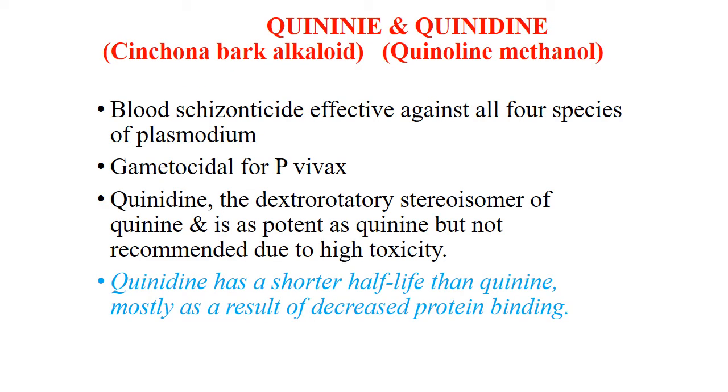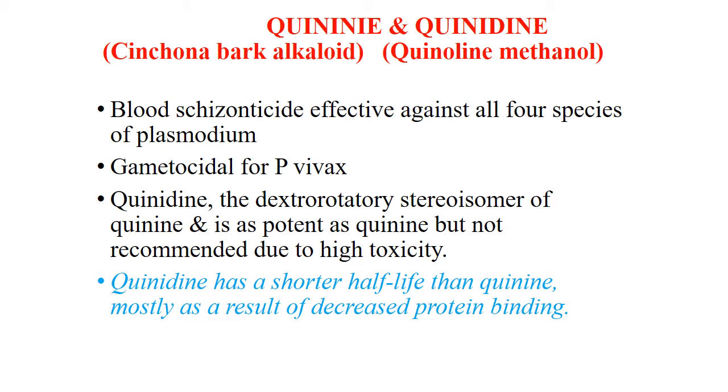Next drug is quinine and quinidine. Quinine is obtained from cinchona bark alkaloid and quinidine is obtained from quinoline methanol. It is a blood schizonticide. It is effective against all 4 species of Plasmodium, so note that it is effective against all 4 species and it is a blood schizonticide. It is gametocidal for Plasmodium vivax.